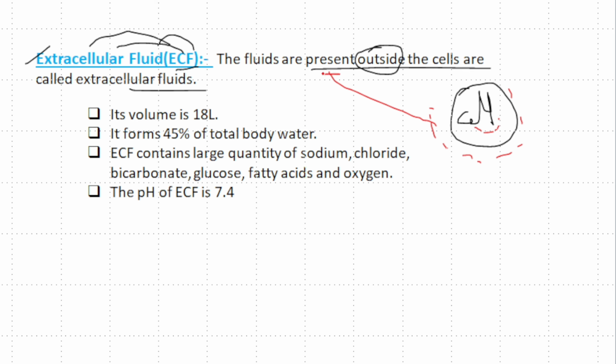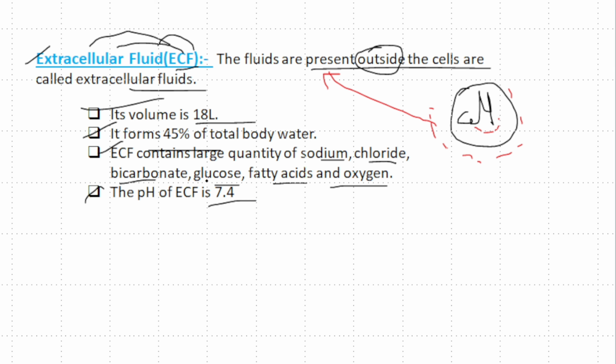Then the volume. Its volume is about 18 liters. It forms 75% of the total body water, which contains a large quantity of sodium, chloride, bicarbonate, glucose, fatty acid and oxygen, and its pH is 7.4.